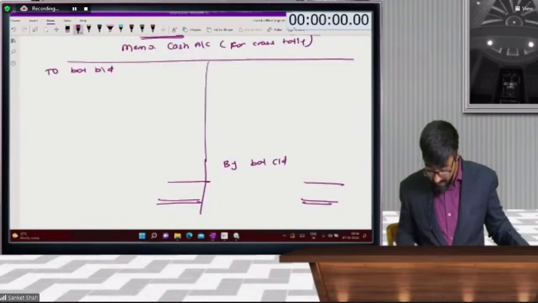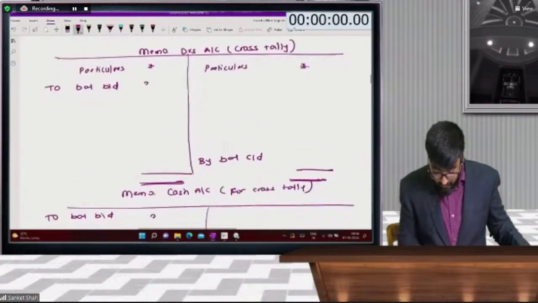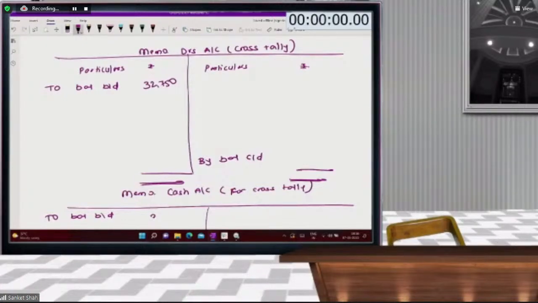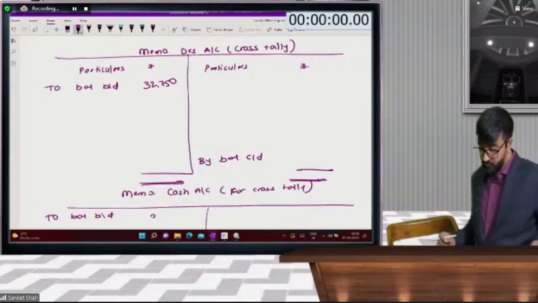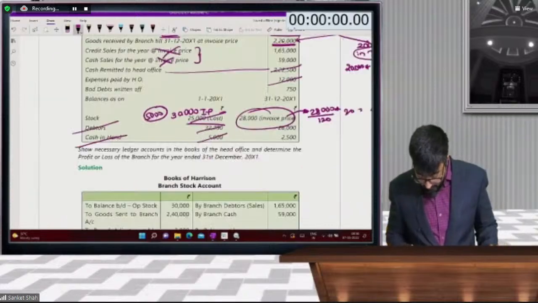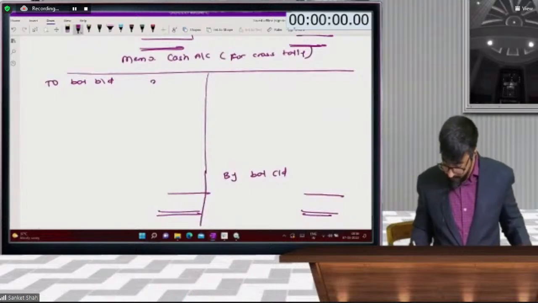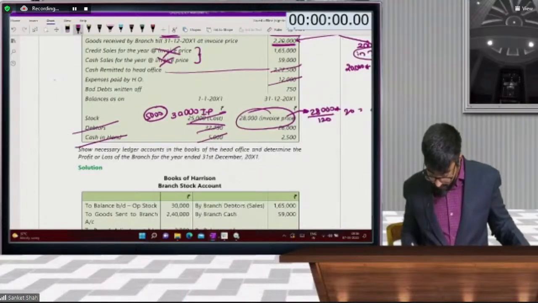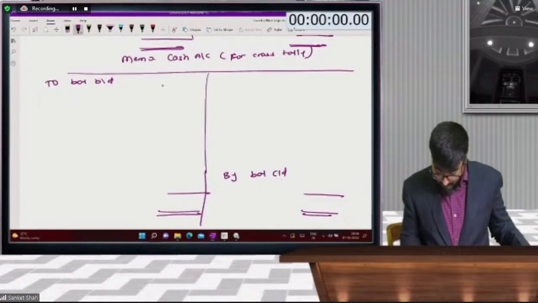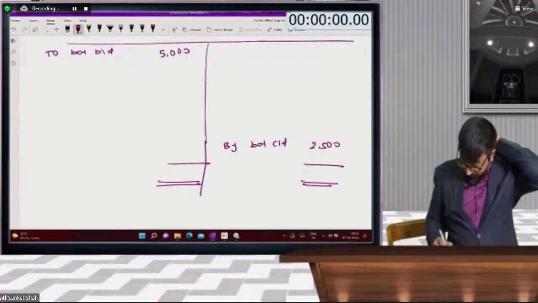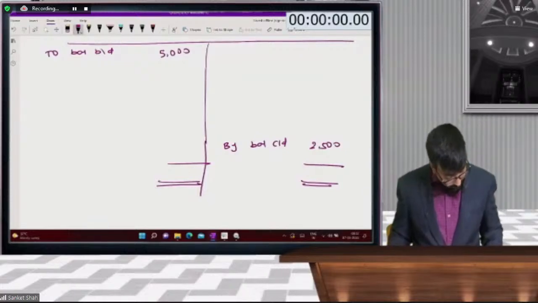Debtors 32,750. Debtors 32,750. Opening balance and closing balance, beta, 26,000. Cash account 5,000 and 2,500. Cash account 5,000 and 2,500.